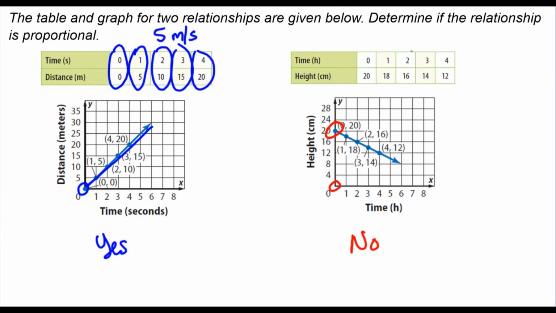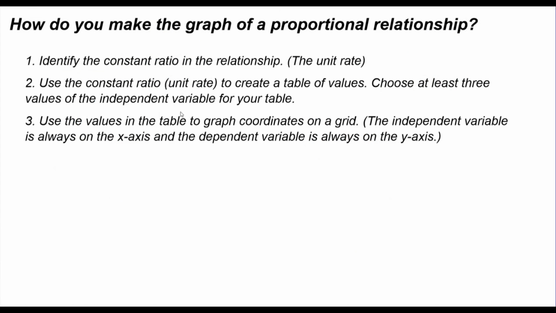And again, if we look at the table, we can confirm that this is 18 centimeters per hour. This is 8 centimeters per hour. This is 4.6 repeating centimeters per hour, and this is 3 centimeters per hour. So these are all wildly different unit rates, so that confirms it as well. So from the table and from the graph, we can kind of doubly confirm that that is not a proportional relationship.